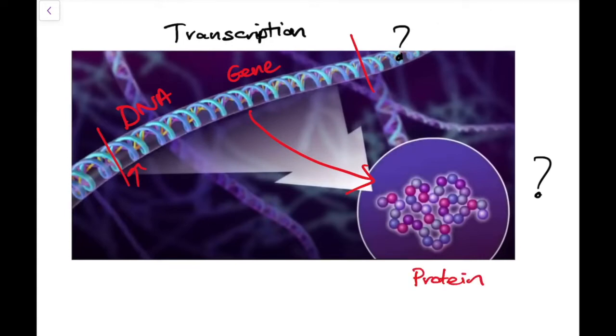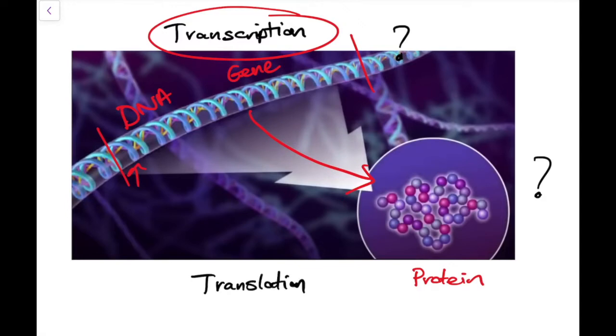So transcription is the first step in getting protein using the genetic code. We've also got another step, so the second step that we're not going to talk about today is translation. So there's two steps. Step one is transcription, and then step two is translation.